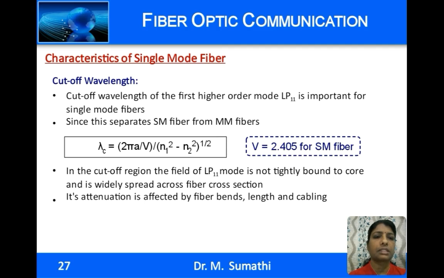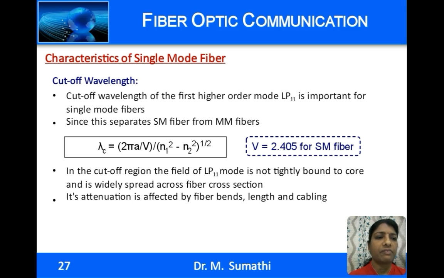Next we shall consider cutoff wavelength. We know for a single mode fiber, a normalized frequency equal to 2.405 gives a single mode fiber, and we know V is equal to 2 pi a by lambda into root of n1 square minus n2 square. From that the value of lambda c, cutoff wavelength for single mode fibers, can be determined.